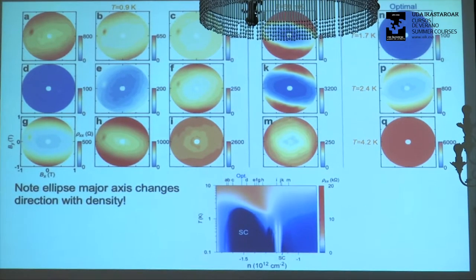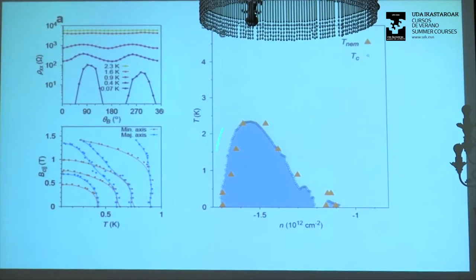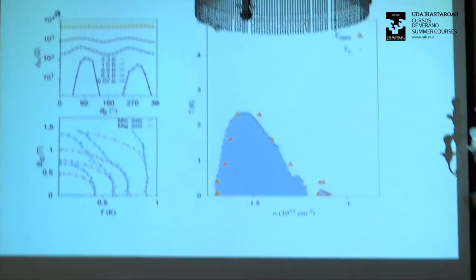But remember this. So you can study all of this, the major and minor axis of the ellipse, their evolution with temperature and magnetic field, and you can study at what temperature the nematicity onsets in the superconducting state. It's not very surprising that we see that it traces the superconducting dome because we're looking at the nematicity by looking at the critical field, which is something that happens in the superconducting state. Let me give you an alternative view of this anisotropy.